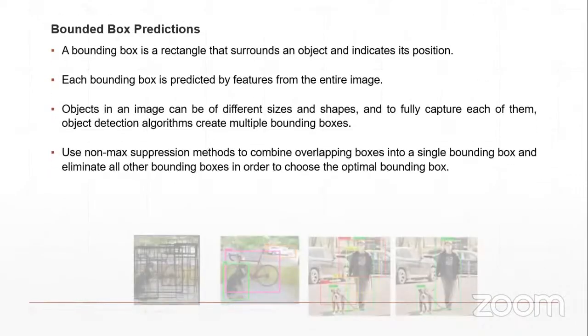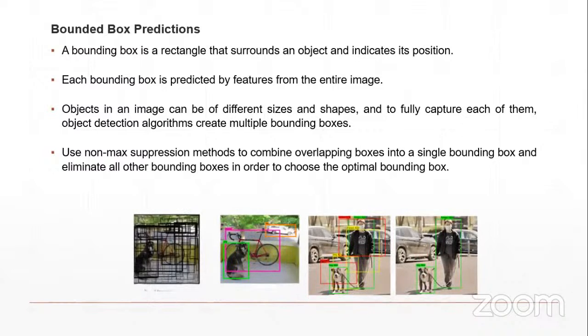Bounded box prediction. You can see in the image below that multiple boxes are generated when the model gives an answer. A bounding box is a rectangle that surrounds an object and indicates its position. These bounding boxes are predicted from the features of the entire image. Objects in an image can be of different sizes, so the algorithm creates multiple bounding boxes. Different object detection algorithms are used. One is the YOLO algorithm, and one is SSD, to detect objects. We also use the non-maximum suppression method. This method combines overlapping boxes into a single box and eliminates all other boxes in order to choose the optimal bounding box.